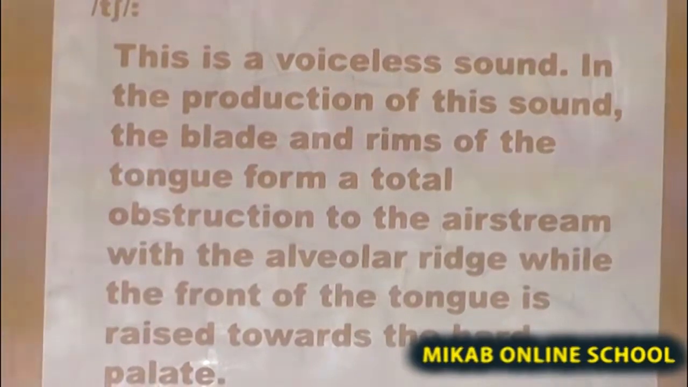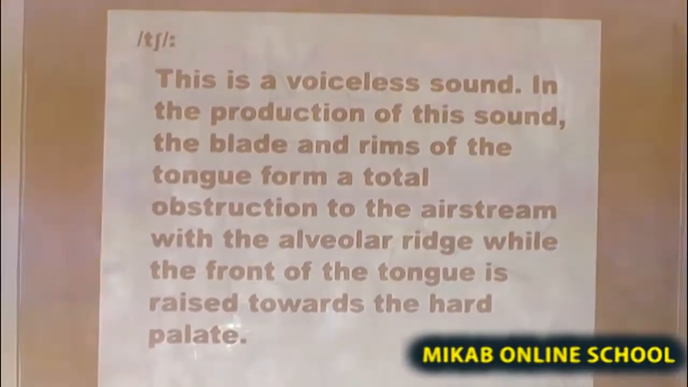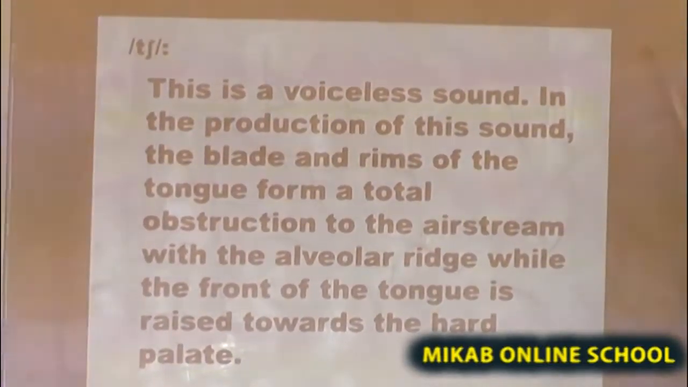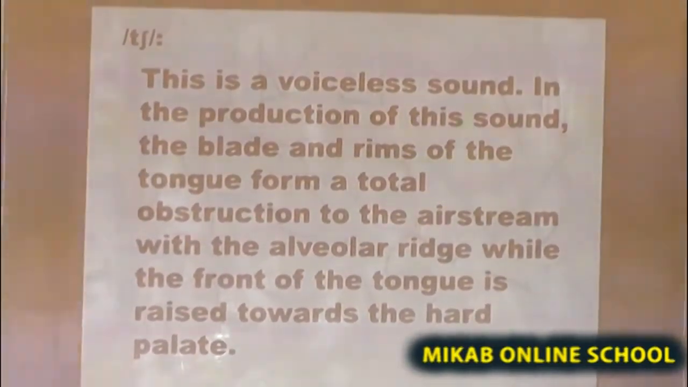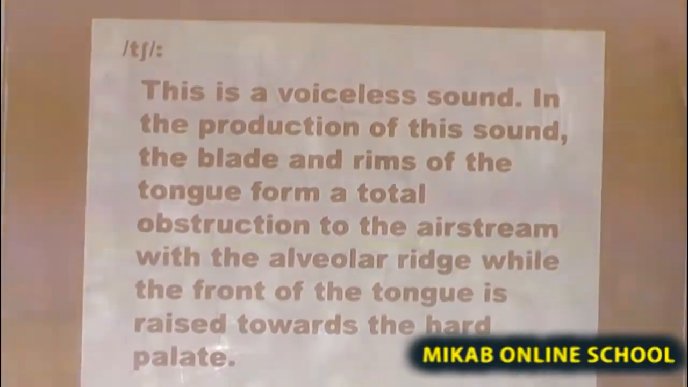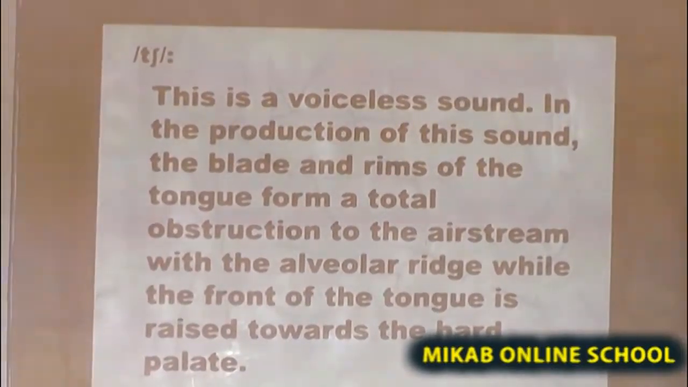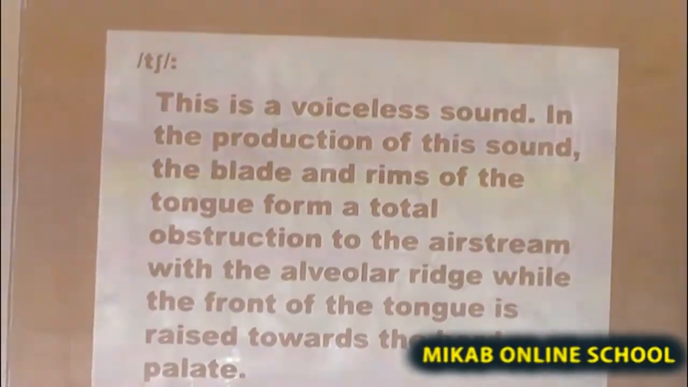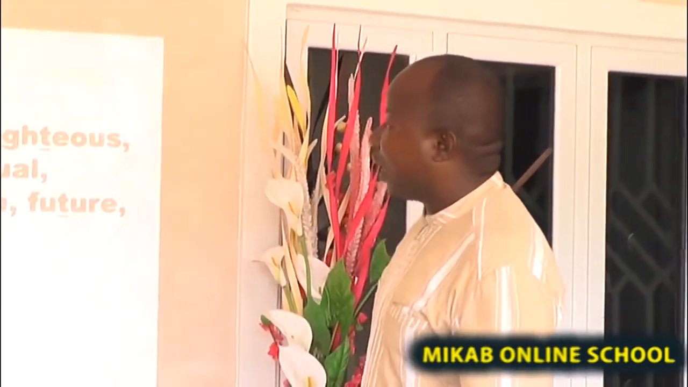Then the next one is a voiceless sound. In the production of this sound, the blade and the rims of the tongue form a total obstruction to the airstream with the alveolar ridge, while the front of the tongue is raised towards our hard palate. Now, this sound is pronounced as cha sound. It's not the same thing as the sha sound. The first one was sha, but this one is cha. Now, look at these.